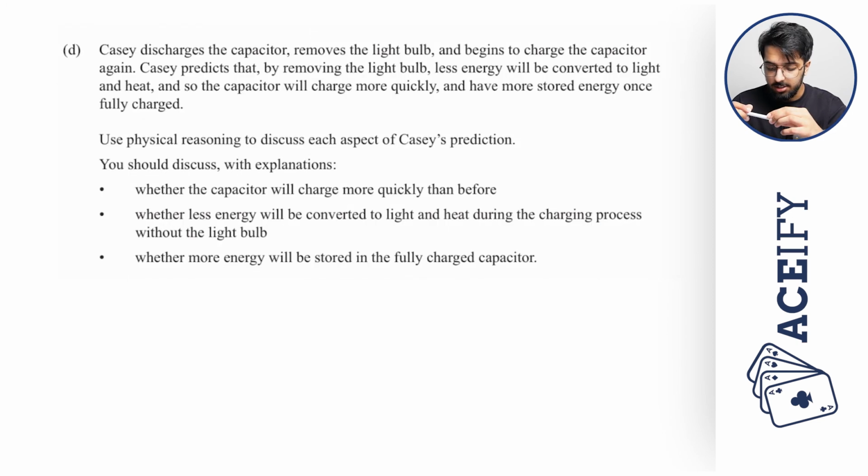There we go. Casey discharges the capacitor and removes the light bulb and begins to charge the capacitor again. Casey predicts that by removing the light bulb, less energy will be converted to light and heat, so the capacitor will charge more quickly and have more energy stored once fully charged. Use physical reasoning to discuss each aspect of Casey's prediction. You should discuss, with explanations, whether the capacitor will charge more quickly than before, whether less energy will be converted to light and heat during the charging process without the light bulb, and whether more energy will be stored in the fully charged capacitor.